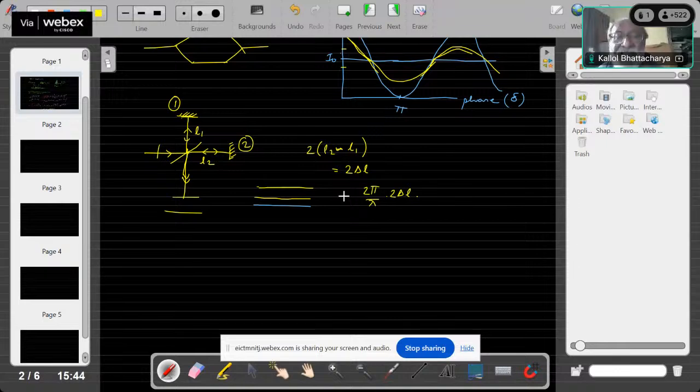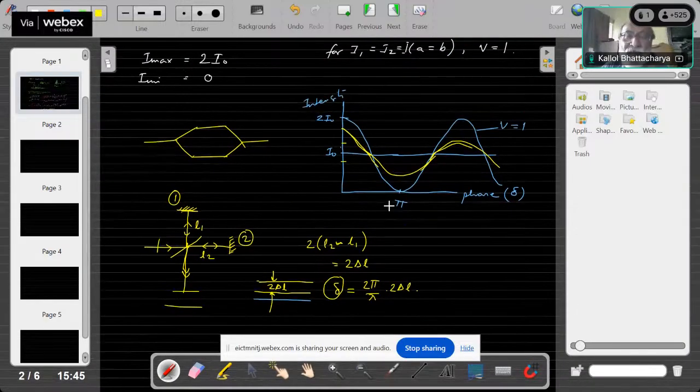So this is your delta, right? Now, this phase difference is fixed. Why is it fixed? Because these two arm lengths are also fixed. So the separation between the wave fronts when they arrive at the screen is also fixed. And what is the separation? The separation is simply 2 into delta L. If the separation is fixed, then the phase difference is also fixed, which is 2 pi by lambda into 2 delta L.